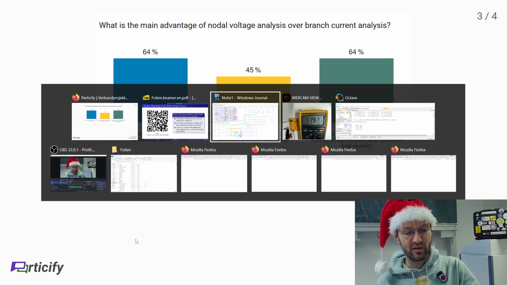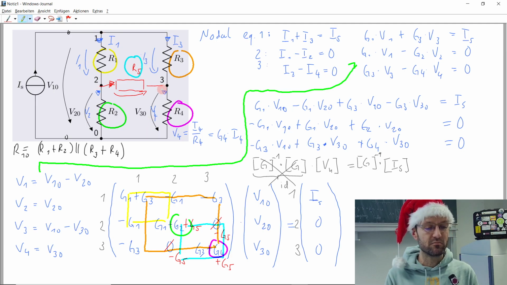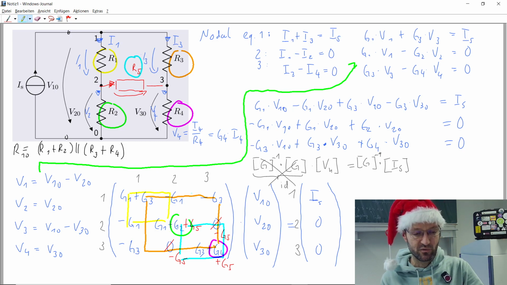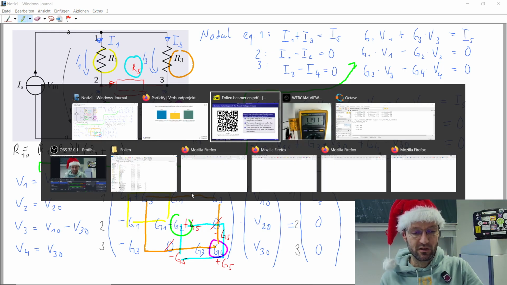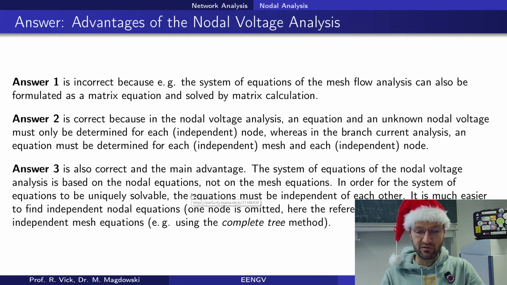Right? If we would now calculate this circuit with branch current analysis, we would have 3 nodal equations and we would have 3 mesh equations. So we would get a system with 6 equations and 6 unknowns, quite difficult to solve by hand. With nodal analysis, we only get a 3x3 matrix system. This is definitely some advantage, but the main advantage is the last one, that there's no need to find these independent mesh equations. I've also summarized this here a little bit.